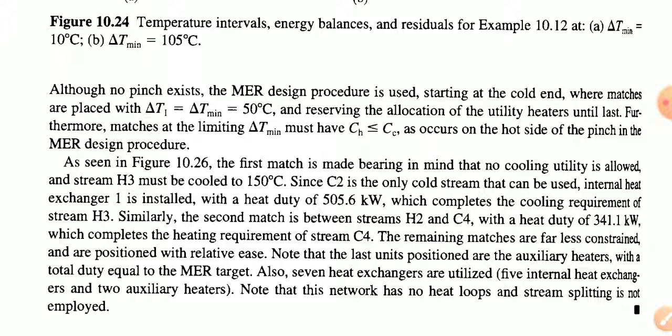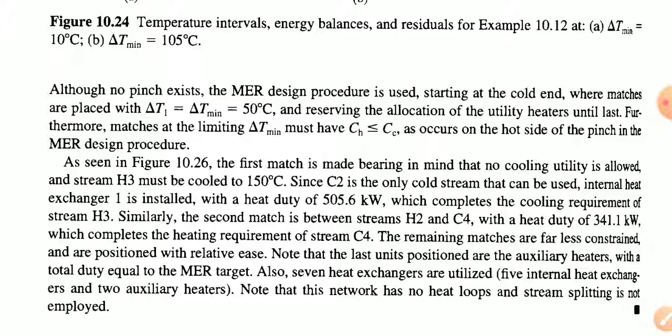Since C2 is the only cold stream that can be used, the internal heat exchanger 1 is installed with a heat duty of 505.6 kilowatt, which completes the cooling requirement of stream H3. Similarly, the second match is between stream H2 and C4 with a heat duty of 341.1 kilowatt, which completes the heating requirement of stream C4.